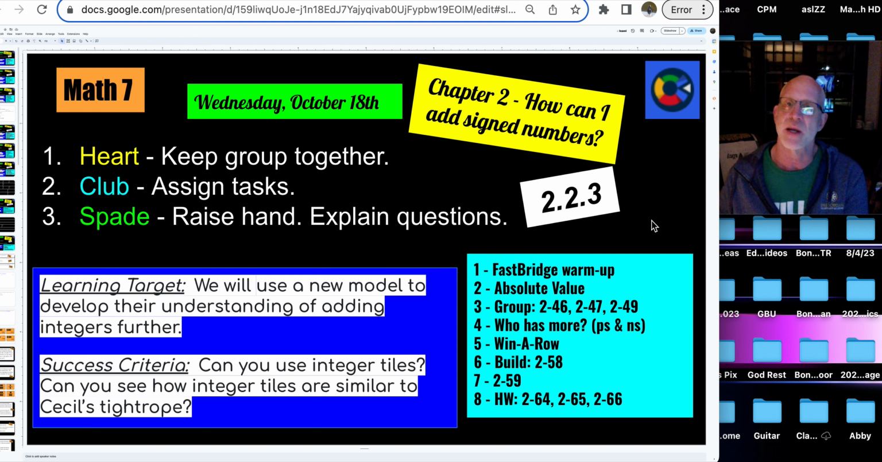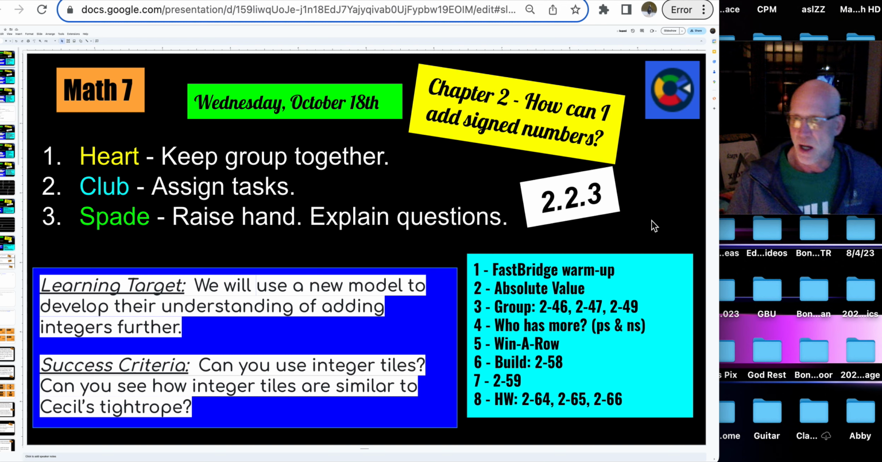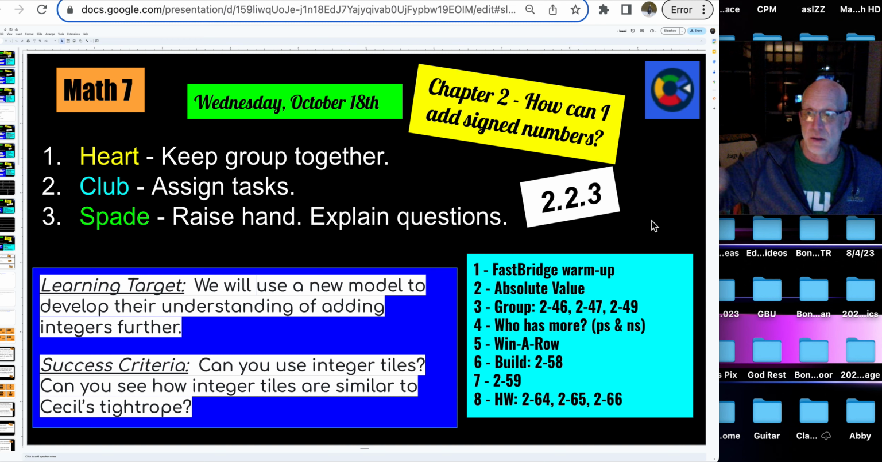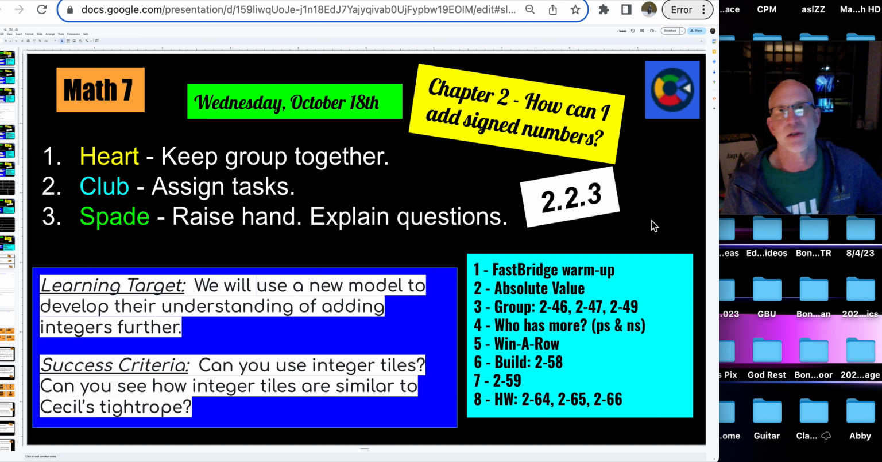So this is what we're doing on Wednesday, October 18th. We're looking at Chapter 2, How Can I Add Signed Numbers? Remember that we finished up with Cecil and the tightrope walkers, and then we started moving positive numbers added to negative numbers, right? And then we started talking about zero pairs. Like if you go 5 plus 3, add a -8, you come back to where you started from. You come back to the original place.